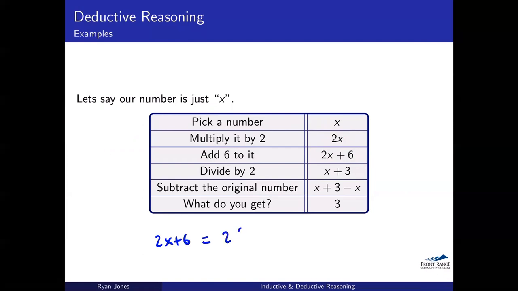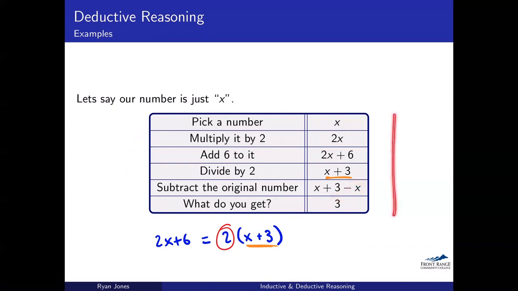I could factor out a 2. And that's 2 times (X plus 3). So now when I divide by 2, you could just cancel this 2 out front. And that just leaves you with that X plus 3 that we see right there. Then I subtract the original number, and I subtract off an X because that was the original number. That's what we're doing right here. And you notice that you're always left with 3.